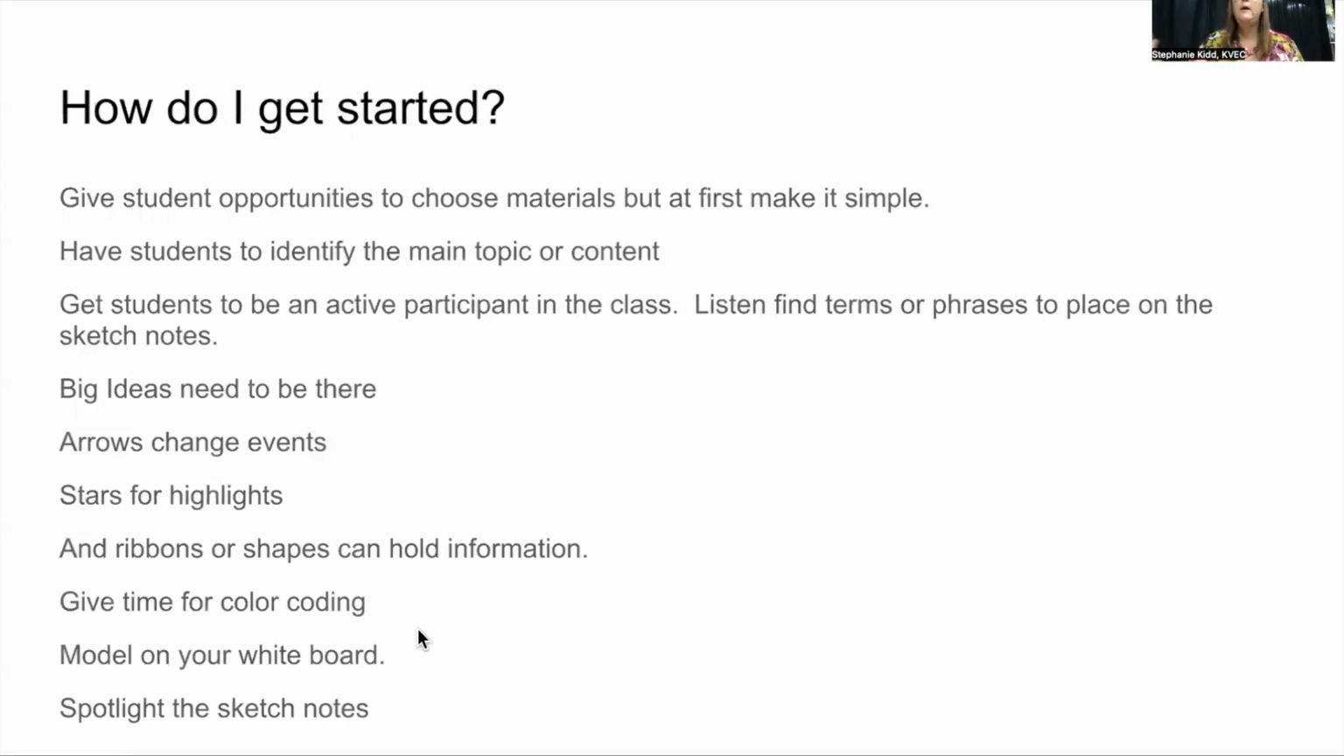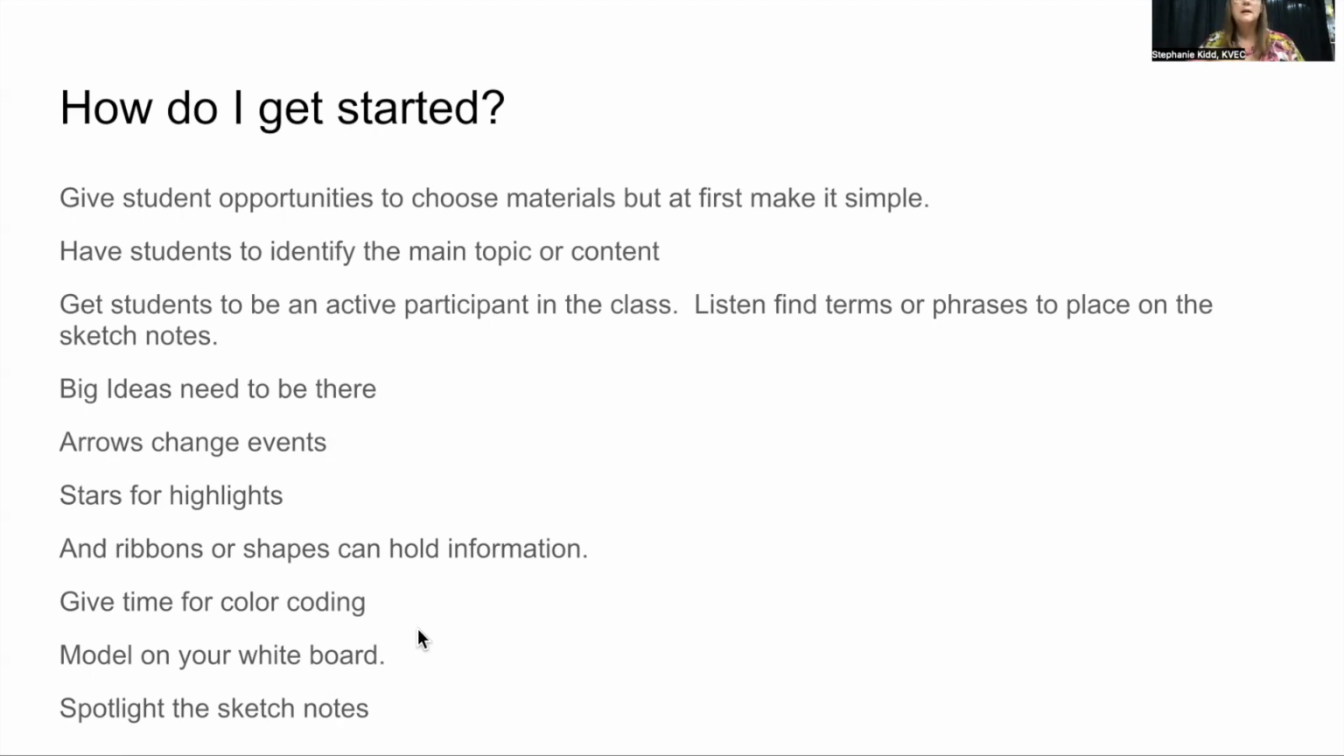Now, how do I get started with a sketch note? First of all, give your students opportunity to choose materials, but make it simple at first. Tell them to use boxes. Tell them to use circles, things that they can easily draw. Now, if they can't draw those, I suggest providing them with the opportunity to trace them, or give them an already created sheet that you want them to kind of start to fill out. And then they get the understanding of it. And then, oh, you're sketching around that.